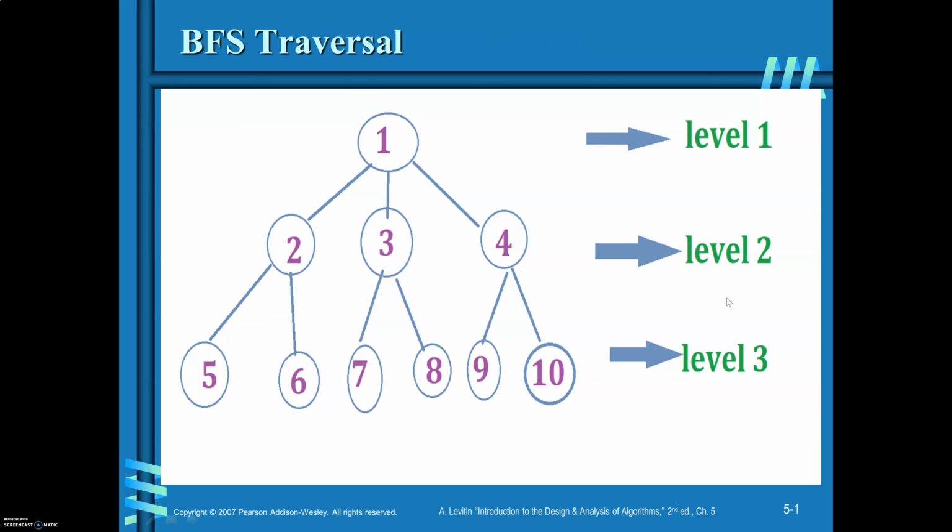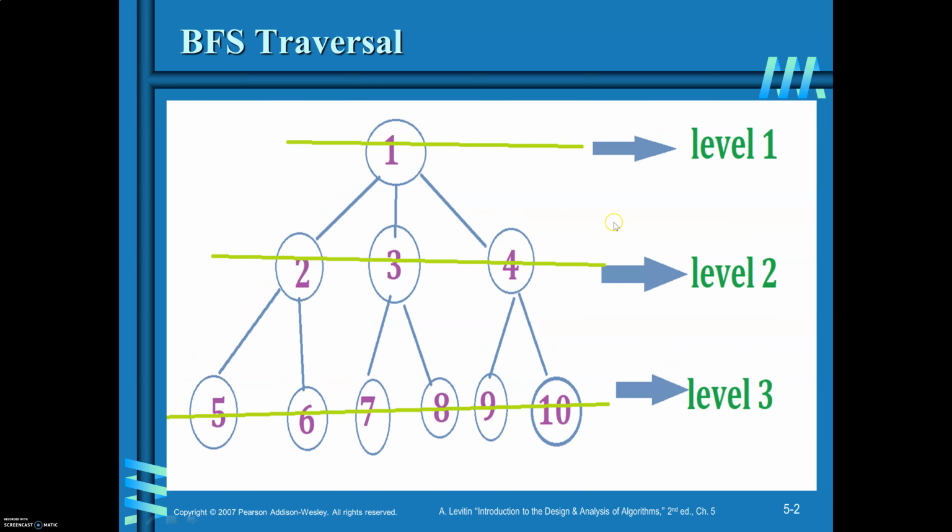So we'll see with the example here. This is the example given to you. Now we'll see how this BFS algorithm is implemented in order to traverse the vertices of this graph. So first start with 1. This is being visited. Then visit through all the adjacent vertices of 1. 2, 3, 4 are visited.